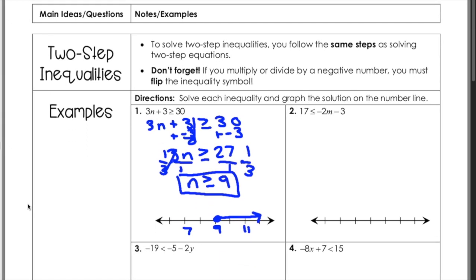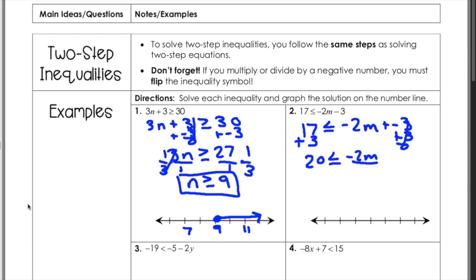So I have 17 is less than or equal to negative 2m plus negative 3. So I'm going to need to add that 3 to both sides first. 0, add 3. So I have 20 is less than or equal to negative 2m. Multiply by the reciprocal, which is going to be 1 over negative 2. Notice here I am multiplying by a negative on both sides. So that means I'm going to have to switch my inequality. So less than or equal to becomes greater than or equal to. 20 times 1 over negative 2 is going to be negative 10. So negative 10 is greater than or equal to m.